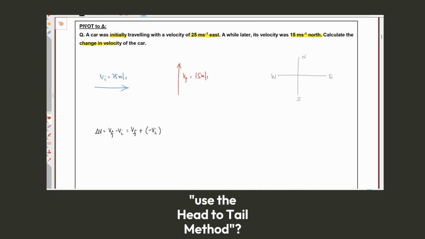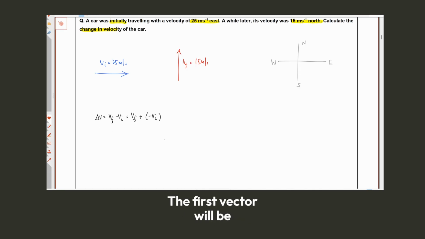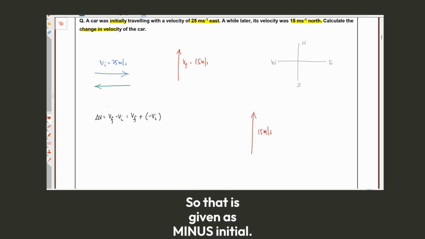So what do I mean by use the head to tail method? We follow the order. The first vector will be your final, so I'm going to draw that out first. So that is your V final, given as 15 meters per second, plus minus initial. Now initial is to the right, so minus initial must be to the left. So that is given as minus initial.